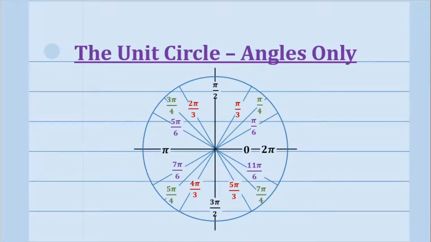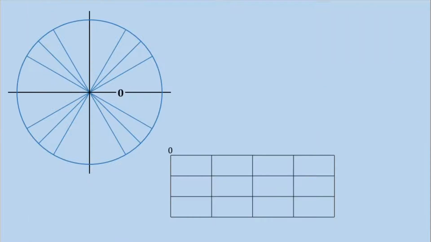We'll look at the angles first without the trig points. We start here on the x-axis at 0. Then we go to pi over 6, pi over 4, and pi over 3 before we hit the y-axis at pi over 2 and change direction. We keep going with 2 pi over 3, 3 pi over 4, and 5 pi over 6, then hit the x-axis at pi and change direction again.